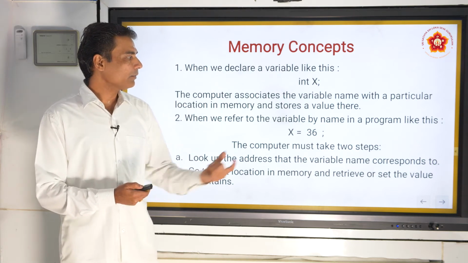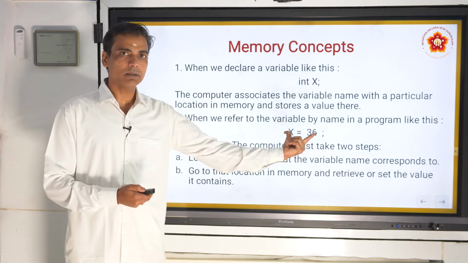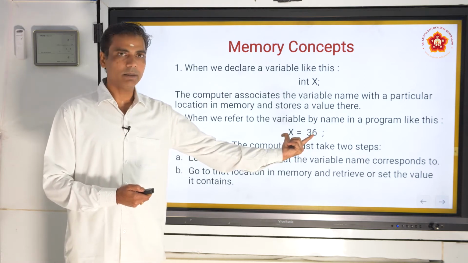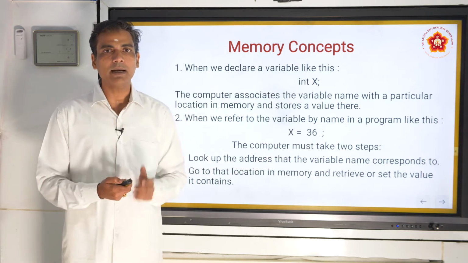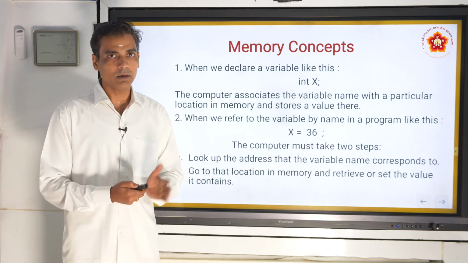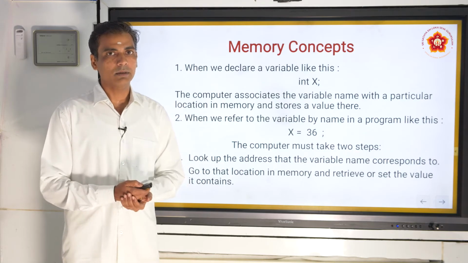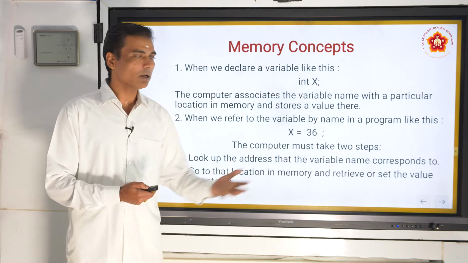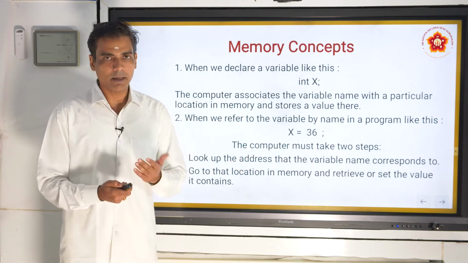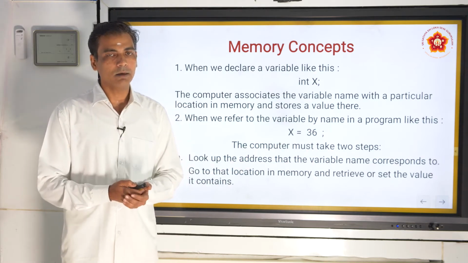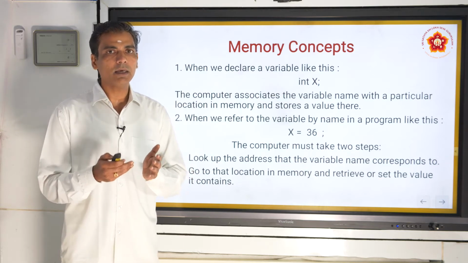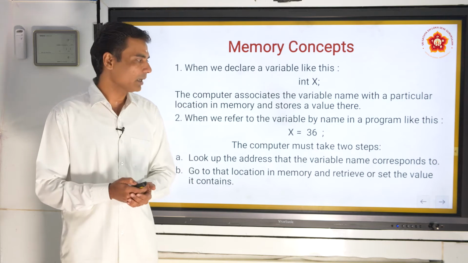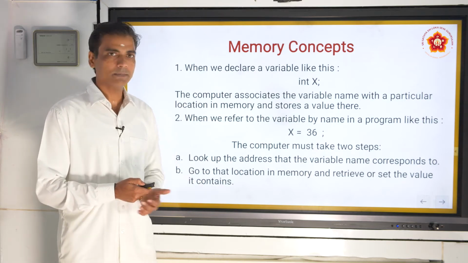And when we try to access that memory cell with the assignment statement like this, x is equal to 36, that means we are referring to that memory cell which is already created in the memory. So when we refer like this, or whether we want to perform some arithmetic operation on the data which is already stored, or we want to output the value, in any way if we want to refer to the memory cell, the computer must take two steps.